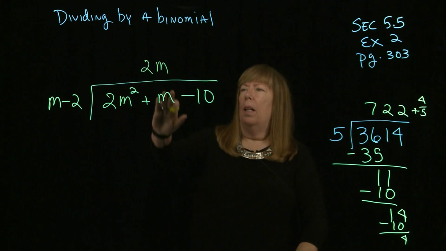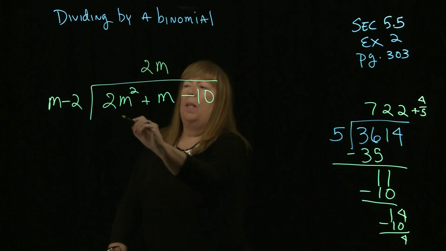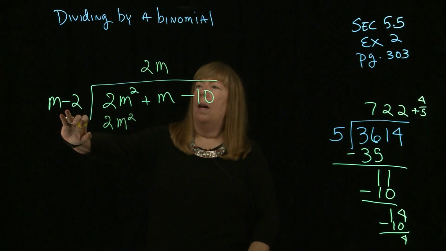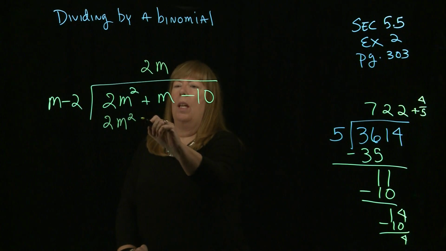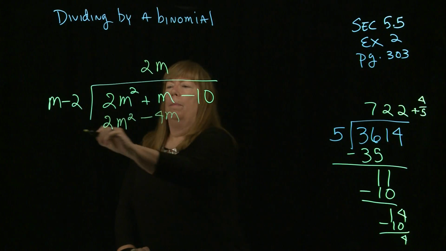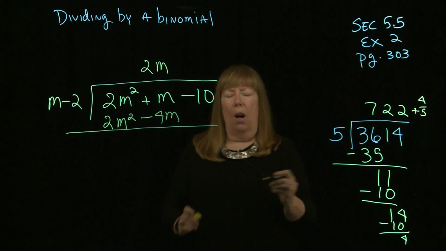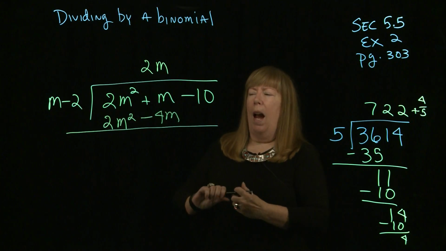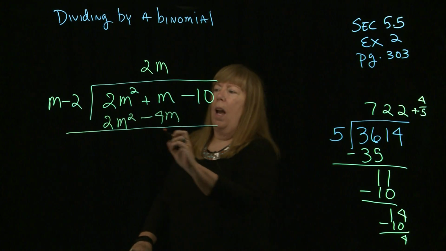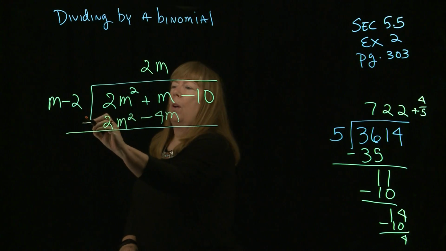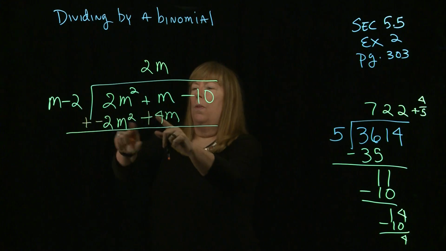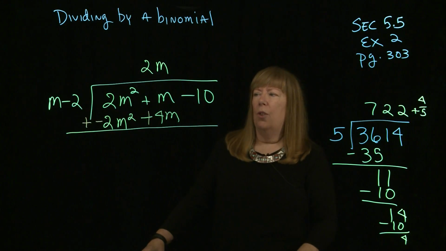Next, we're going to multiply. 2m times m is 2m squared. And 2m times negative 2 is negative 4m. Now, if you remember our example over here with numbers, our next step was to subtract. But we never subtract. Instead of subtracting, we're going to add the opposite. So change both of those signs, and now we can just add.